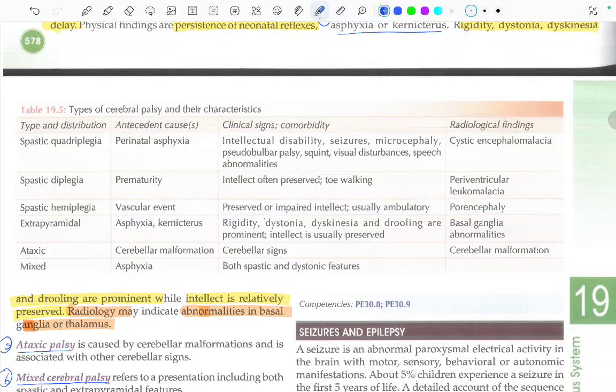Porencephaly will be seen. In the extrapyramidal type, asphyxia and kernicterus are the cause. Rigidity, dystonia, dyskinesia, and drooling are prominent. Intellect is usually preserved, and basal ganglia abnormalities will be seen. In ataxic, there is cerebellar malformation, and cerebellar signs will be seen. In mixed, what will be seen? There will be asphyxia, with both the spastic and dystonic features.